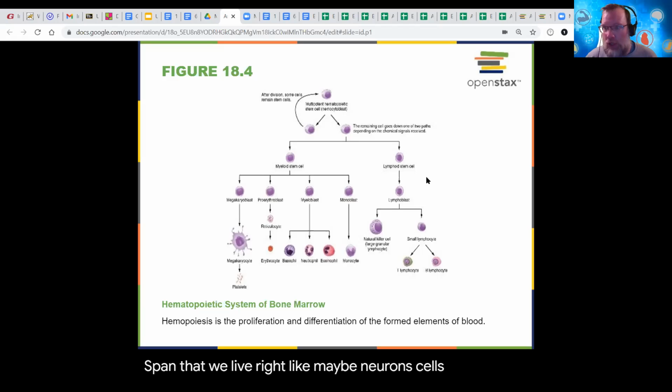Muscle cells, cardiac muscle cells: you're born with what you have, you die with what you have. But most cells are not that way. Red blood cells especially live about 120 days. It's not very long, so we're constantly producing red blood cells.